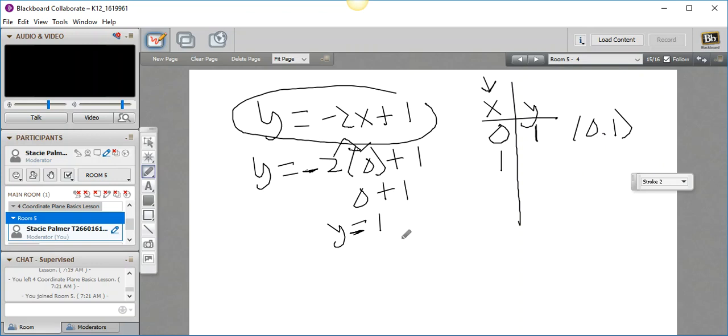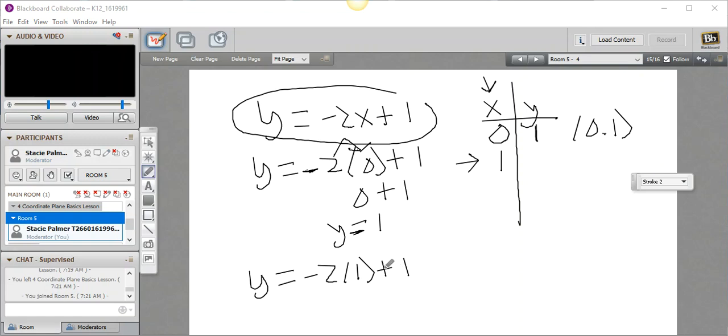Okay, so let's go ahead and find another point on the line by letting the x be 1. So we take the same equation, y equals -2 times, instead of the x, we're going to let the x be 1.